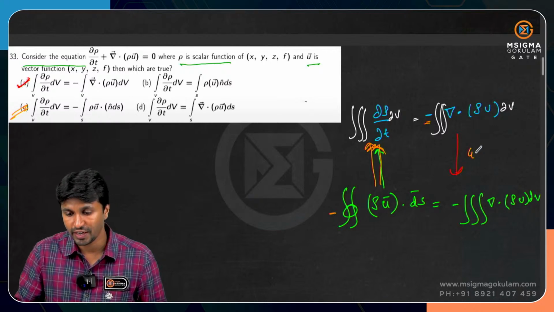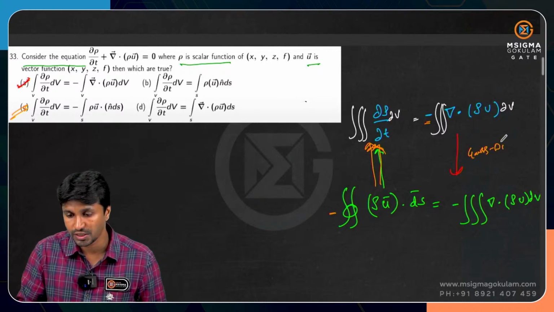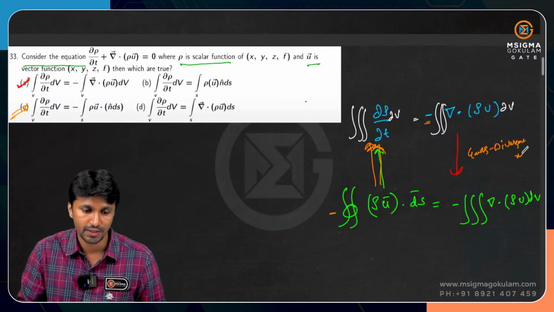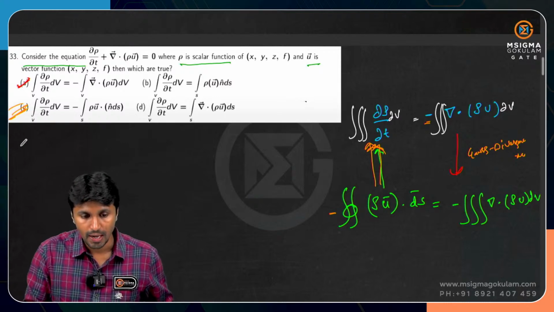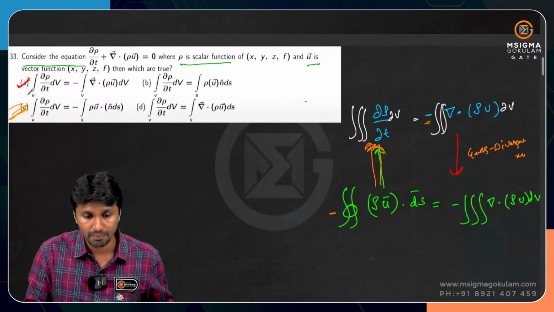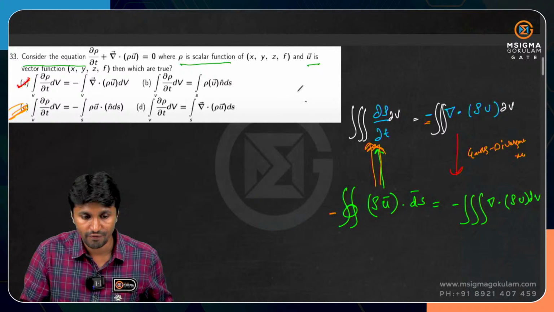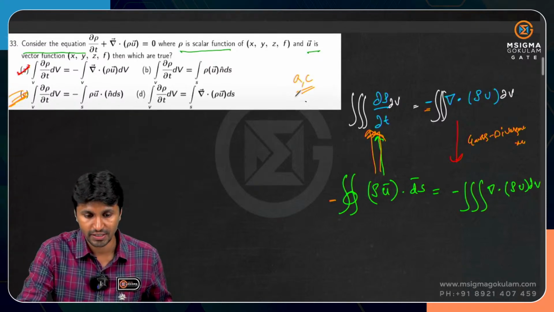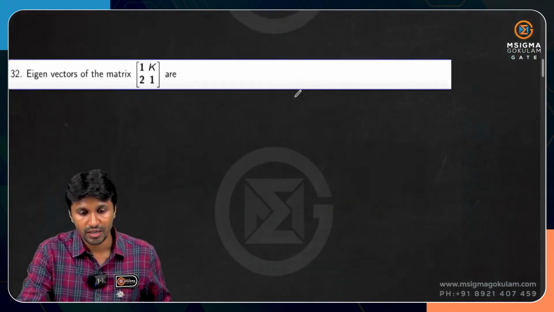All I have done is apply the Gauss divergence theorem. Problem number 33 is a multiple select question, so you have two answers, A and C, which are the correct answers. Now let us move on to the next question.